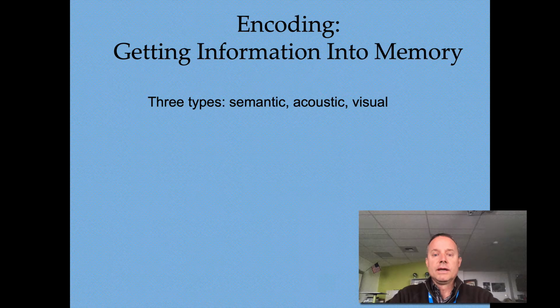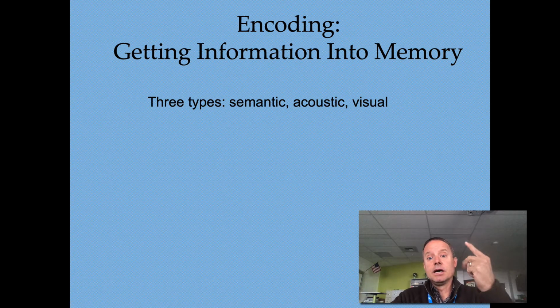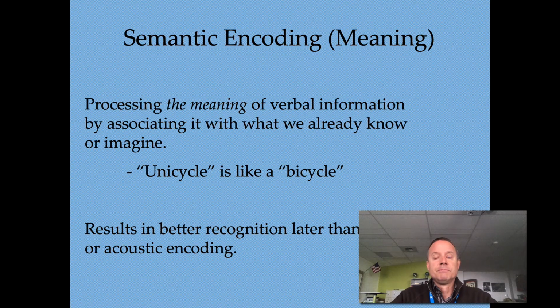Okay, encoding, getting information into memory. There's 3 types: semantic, acoustic, and visual. And so let's look at those 3 types.